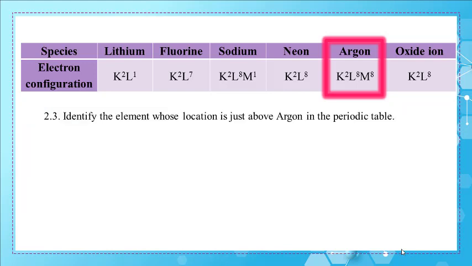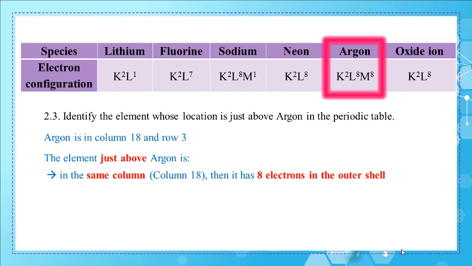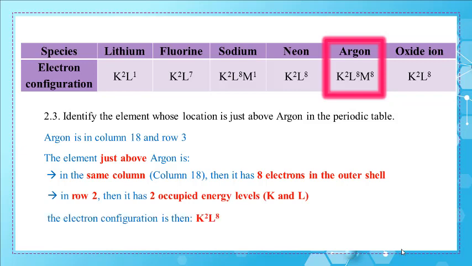Identify the element whose location is just above argon in the periodic table. Argon is in column 18 and row 3. The element is just above argon. It means that it is in the same column, which is column 18. Then it has 8 electrons in the outer shell. It is in row 2. Then it has 2 occupied energy levels, K and L. The electron configuration is then K2L8. So the element is neon.